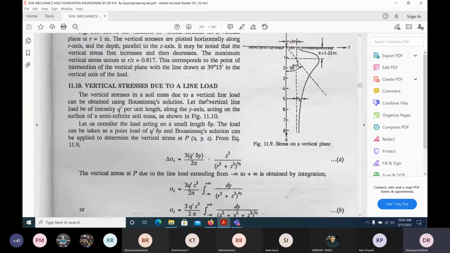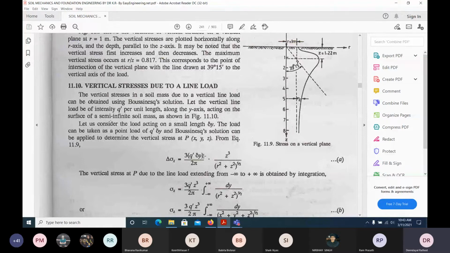So here what I'm trying to do is, let us consider a load acting on a small length, which I will take as dy. The load can be calculated by using the intensity times this small length, dy or dx, whatever you want to take. Instead of the 3/2 q in the Boussinesq equation, I am taking the intensity multiplied by the small length element. Vertical stress in the soil mass due to the vertical line load can be obtained using Boussinesq's theory.